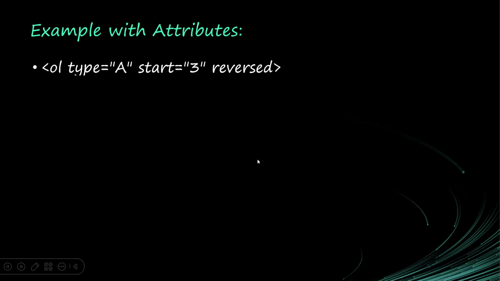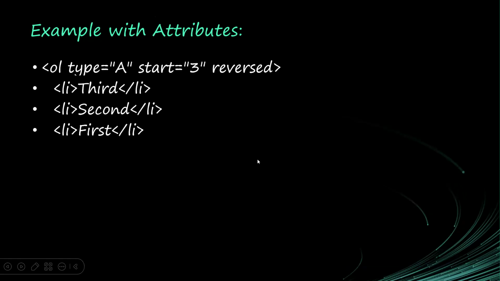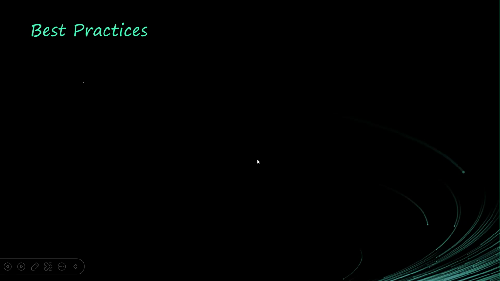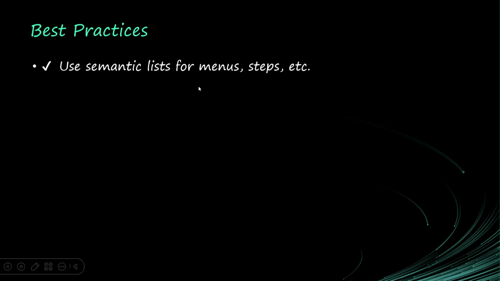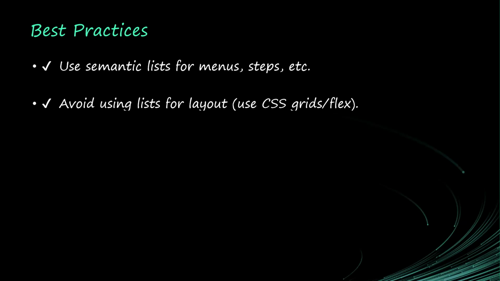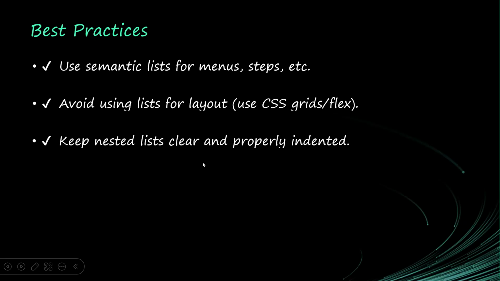So practice, practice, practice. Use semantic lists for menus and steps. Avoid using lists for layouts. When you want to do layout, we use CSS grid and flex. Keep nested lists clear and properly indented, because you can also nest lists.